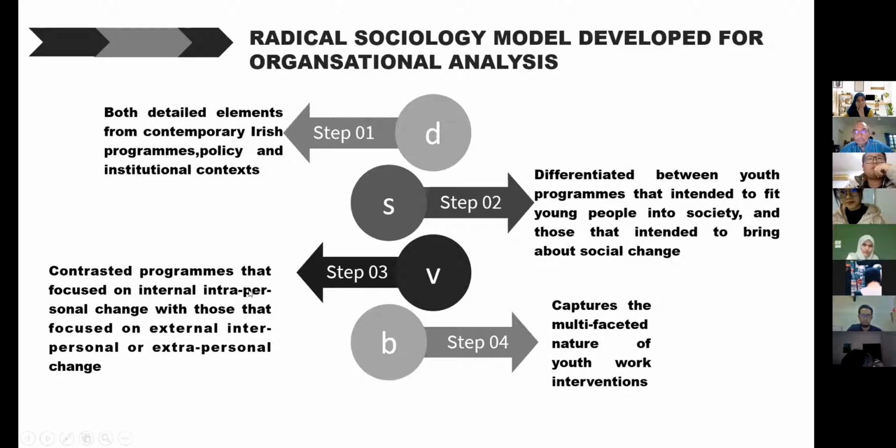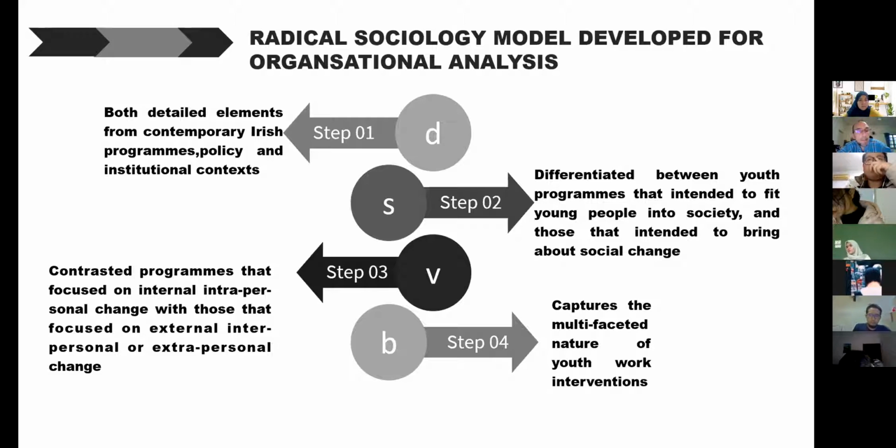And the 4 is to capture the multi-faceted nature of the youth work interaction. Okay, is this in reference to figure 1.2 in the article? Yeah, that sociology of regulation diagram, is that what it is? Yes. Okay, all right. So yeah, these are sort of different in this sociology of regulation model of youth work. They're showing the different ways that youth work is conceptualized.